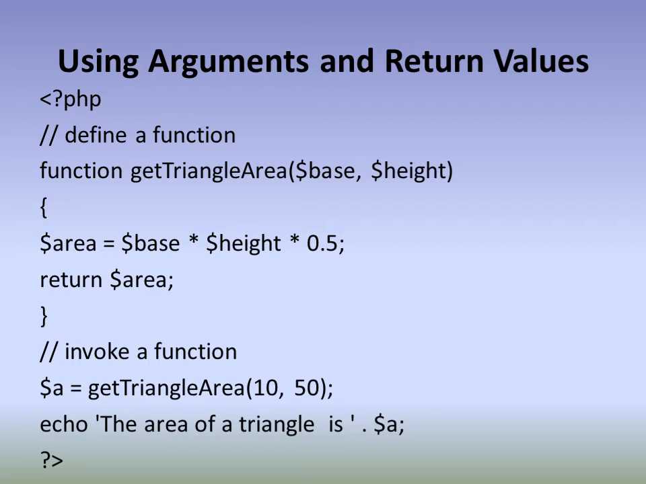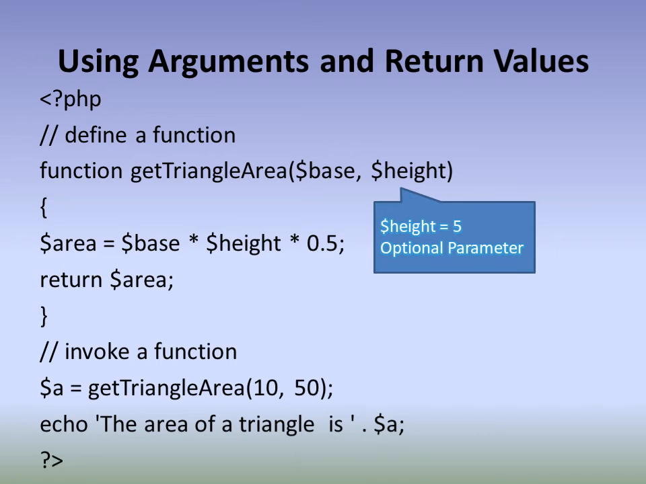After that, the value inside $a is echoed using an echo statement. Here these concepts are the same as in previous programming languages. When we see the uniqueness regarding function arguments and return value, we have a concept called optional parameter. When we want to make a parameter optional, we have to assign a default value to that parameter while defining the function.